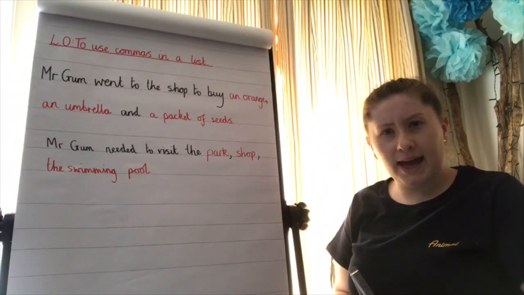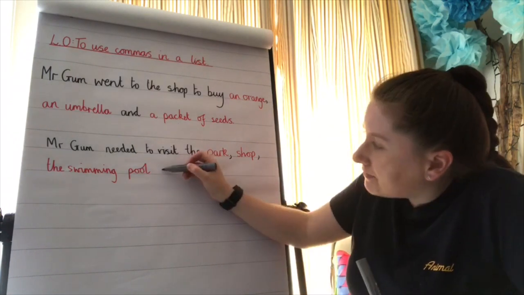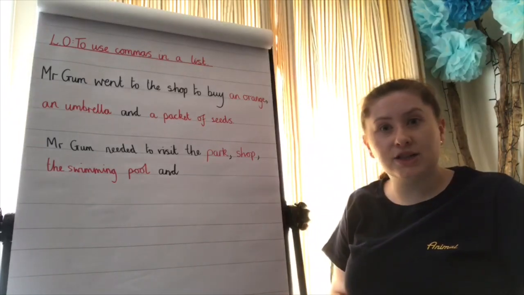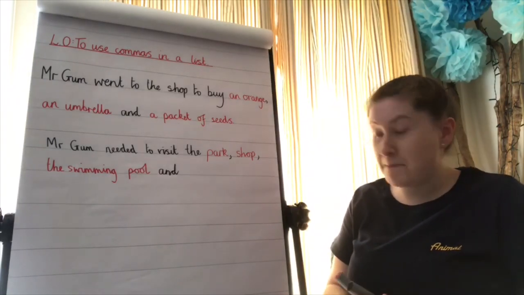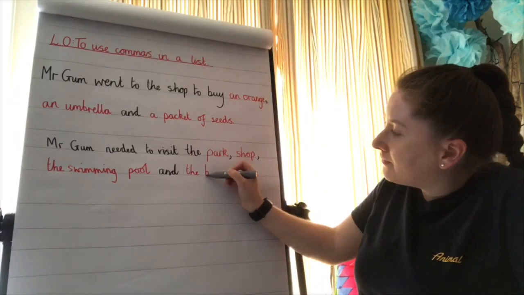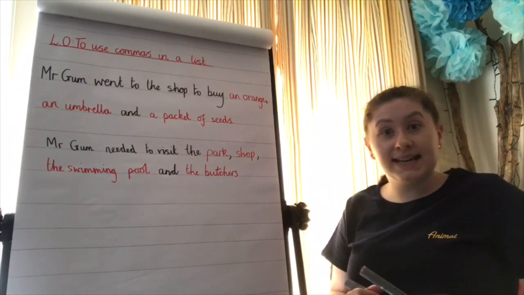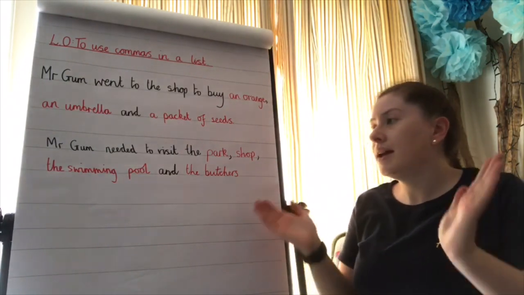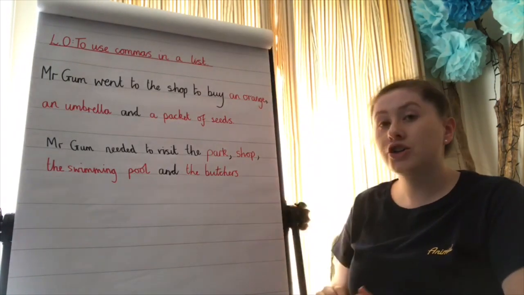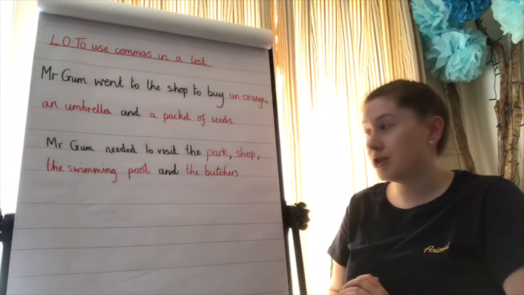Do we need to put a comma there? No, that's right. We need to use an and instead. So we'll get our and. I'm going to say that he needs to go to the butcher's. He needs to go and get some meat. And the butcher's. Right, let's read our sentence through together. Are you ready? Mr. Gum needed to visit the park, shop, the swimming pool, and the butcher's.